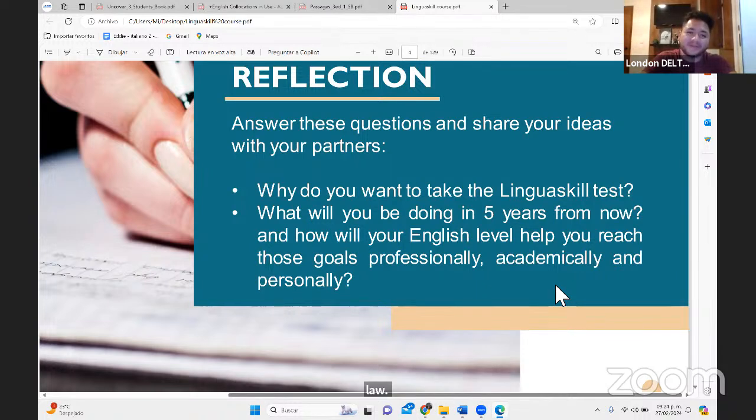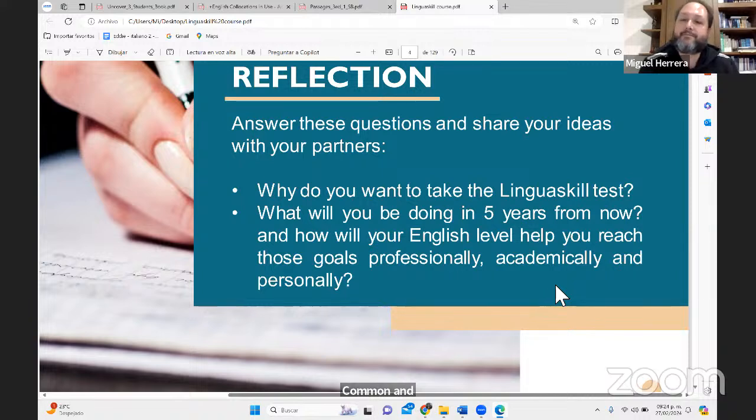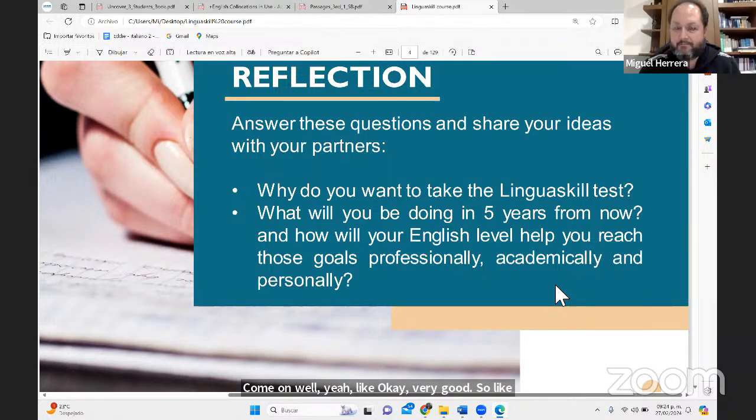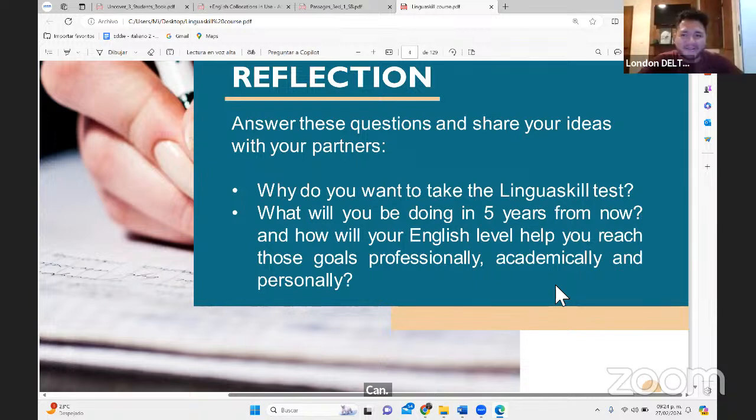Commonwealth, yes, okay, very good. So like Australia, Canada, England. Awesome. It's beautiful to live in other places. Okay, I think I'm skipping someone.